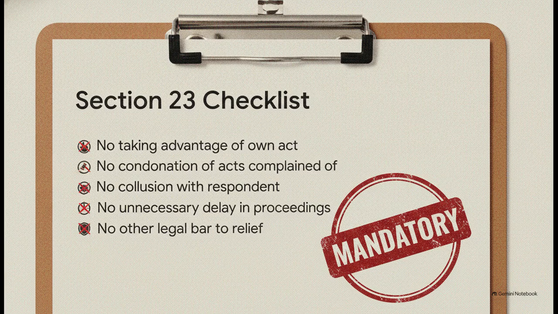First, the petitioner cannot be taking advantage of their own wrong. Second, there must be no condonation, which basically means they didn't forgive the bad behavior and then suddenly change their mind later. Crucially, there can be zero collusion between the parties to fake a ground for divorce. And finally, no unnecessary delay in filing. The court absolutely must be satisfied on all these points before granting any kind of relief.